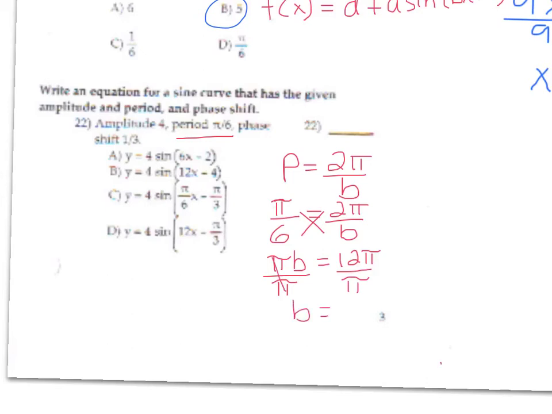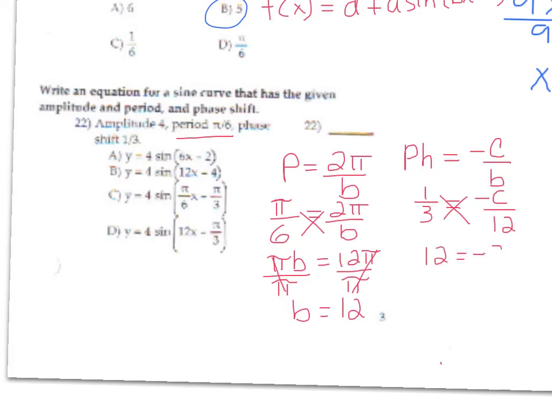I'll return the call. Okay, so anyways, B is 12. And now that I know what B equals, the formula for the phase shift is negative C over B. Thank you, Jonathan. Now, the phase shift they're giving me is 1/3, and B is 12. So all I have to do is find the value of C. So I cross multiply, 12 equals negative 3C. I divide by negative 3, so C equals negative 4. There you go. So I got everything, A, B, and C.